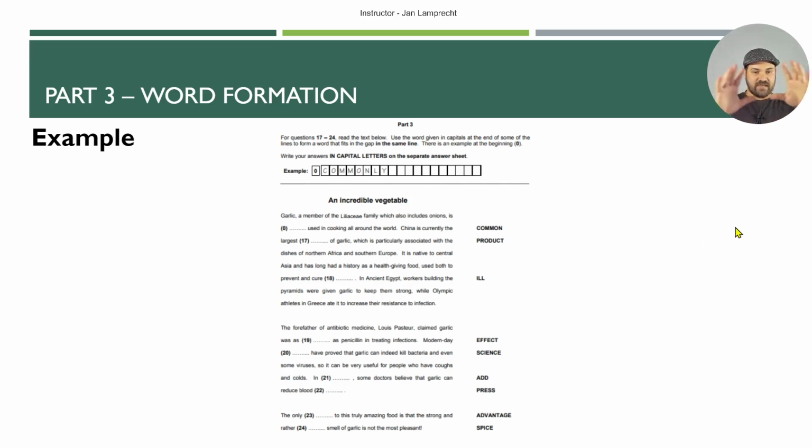Now, this is an example of the part 3 word formation. Remember, you don't have any options, but they give you a word that you need to use in that space, in that gap. All right.